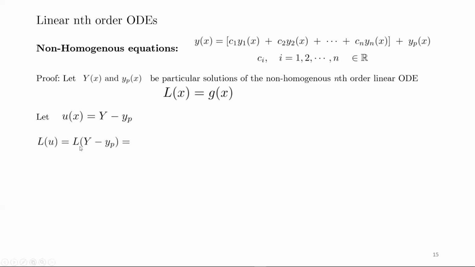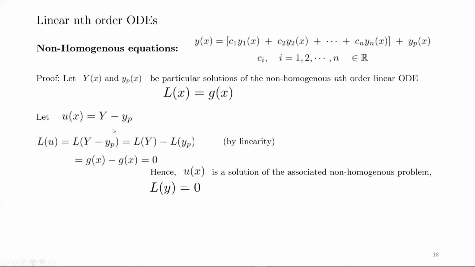the linear differential operator applied to capital Y minus yp, which by linearity of the differential operator is just L of Y minus L of yp. Because recall this L, this linear differential operator, is linear. Now because both Y and yp individually satisfy this ODE, I already know that L of Y is equal to g of x, and L of yp is equal to g of x, so therefore I just have g of x minus g of x equals 0.